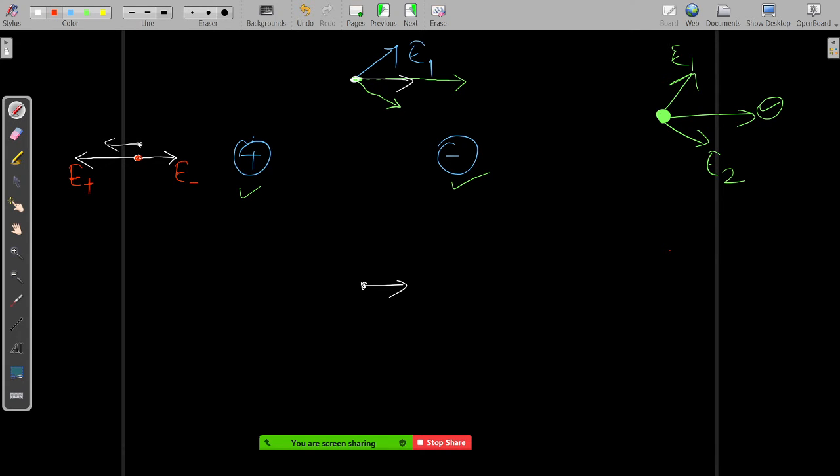So if you see the resultant, it will be somewhere around this direction only. In this direction only the resultant will be. So if I take another point here, there will be two electric fields. This is the electric field due to the negative charge, and there is one electric field due to the positive charge. The resultant field, you can see that it is towards this side only.